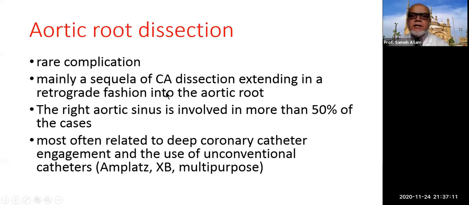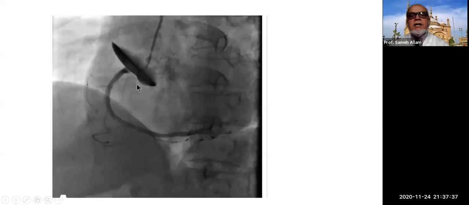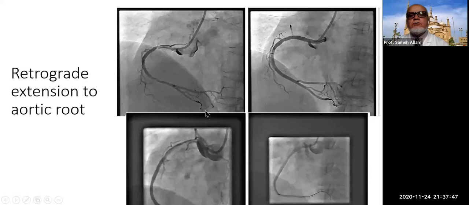Aortic root dissection is rare, but it's mainly a sequela of coronary artery dissection extending from the ostia of either the right or left coronary sinus to involve the aortic root. The right aortic sinus is involved in more than 50% of the cases. It is most often related to deep coronary catheter engagement and dissection of the ostia. This is an example of ostial dissection of the coronary artery that extends to involve the right coronary sinus and the proximal part of the aortic root.